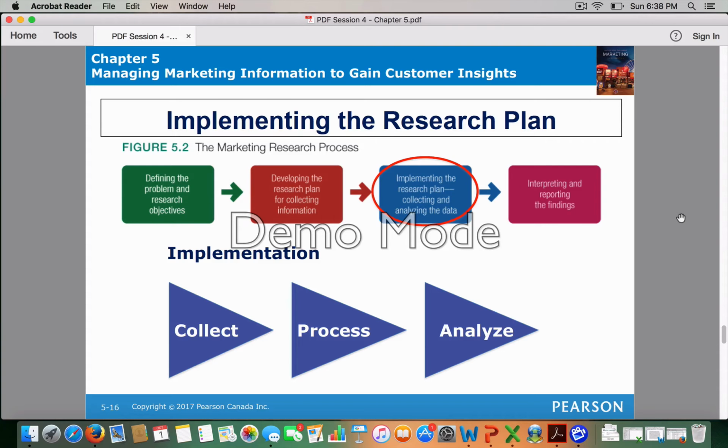The next stage of the research plan is to implement the research plan, to actually do it, to go out and actually collect the data that you're looking to gather, and then use statistical analysis to crunch the numbers and figure out what this information actually tells you.